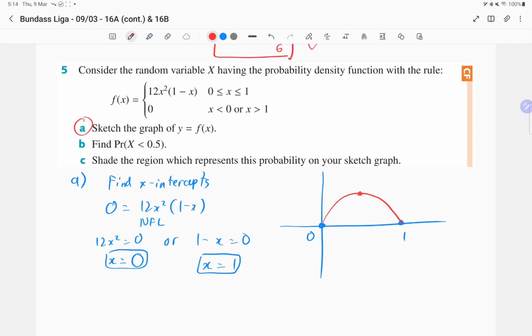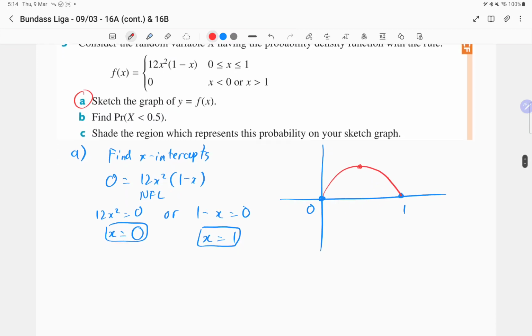And how do we test for turning point? How do we solve for turning points? How do we find turning points? Just do derivative equals 0. Derivative equals 0, yes, but I'm not going to do that.